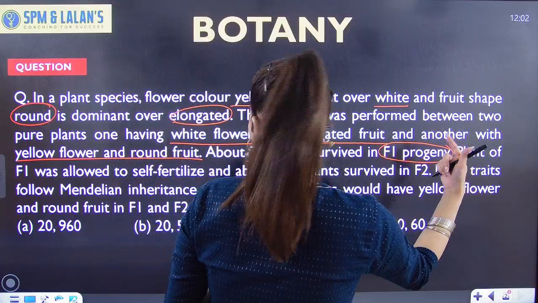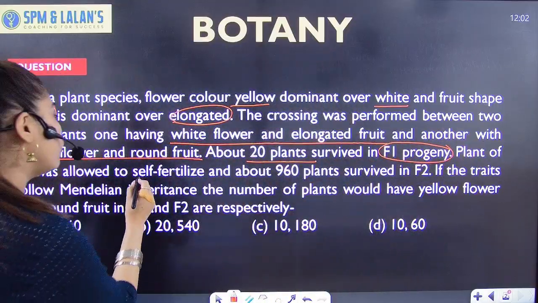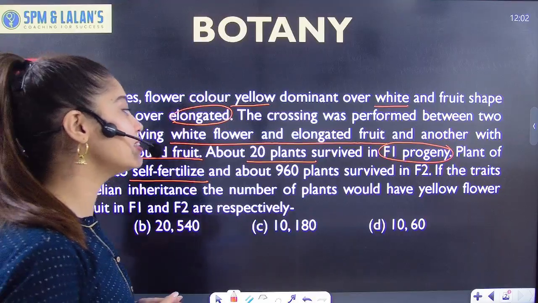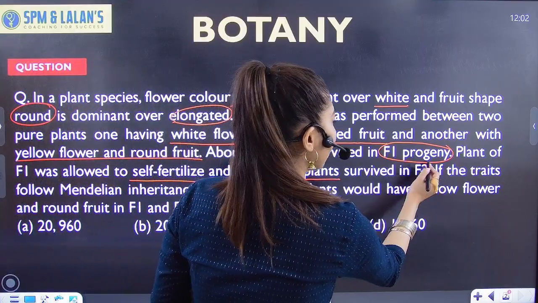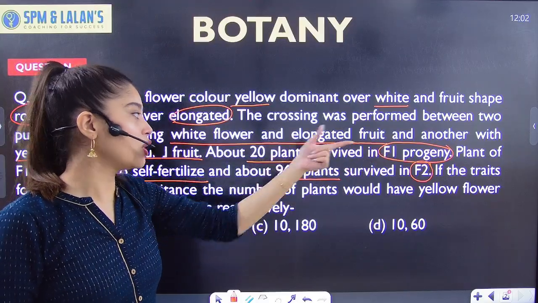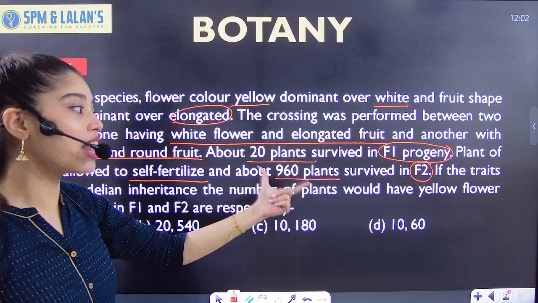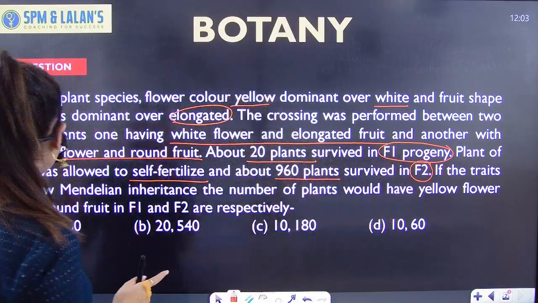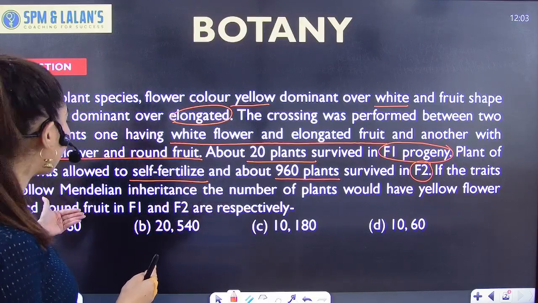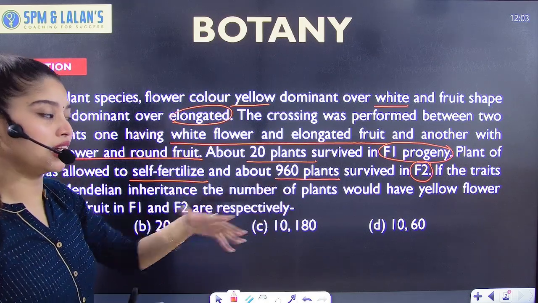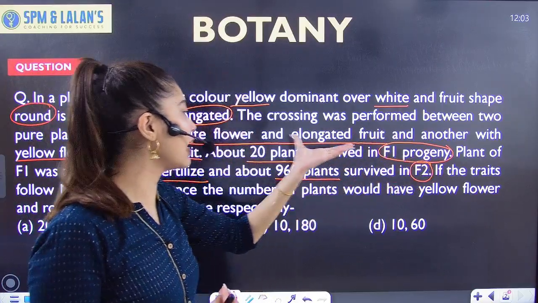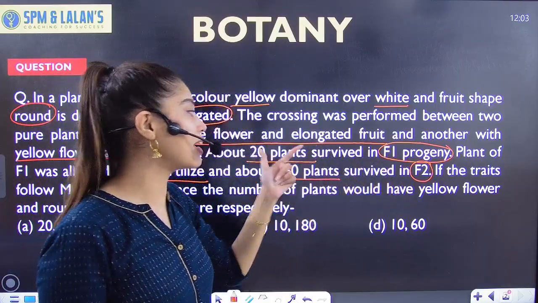Now a plant of F1 was allowed to self-fertilize. That is, we self the F1 progeny, and about 960 plants survived in the F2. So F1 progeny was 20 and F2 progeny is 960. If the traits follow Mendelian inheritance, the question asks for the number of plants with yellow flower and round fruit in F1 and F2 respectively.